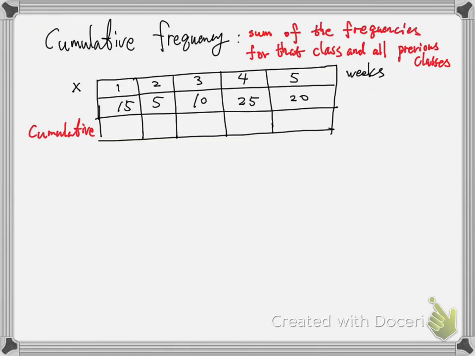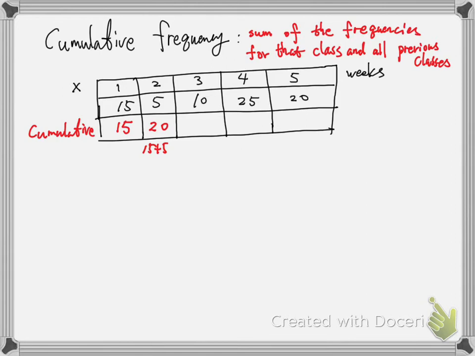Now let's talk about cumulative frequency. By definition, that means you add all the frequencies in that class and all the classes before that class, all previous classes. So for example, in this table, let's make a new row for cumulative frequency. For week 1, cumulative is 15. For week 2, we need this week's number 5 and week 1's 15, so it's 15 plus 5, 20, right?